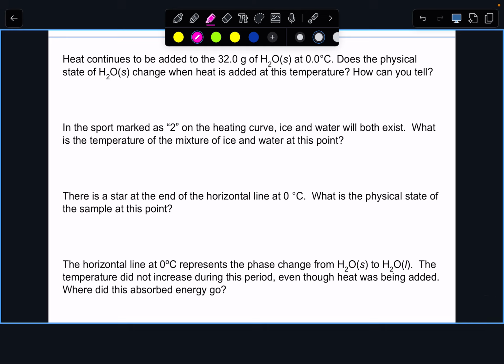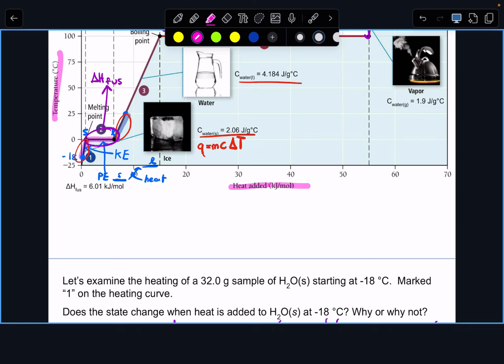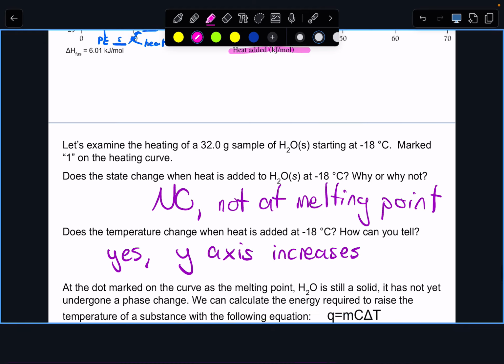Okay, so concept stuff. At 0 degrees C, does the physical state change as you continue to add heat? How can you tell? Well, number one, you're at the melting point. And number two, on the curve, it's flat, right? There's no change in temperature. So the only other option is that that energy is going into the phase change.